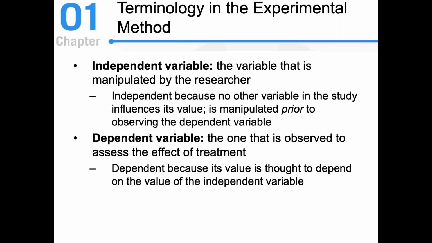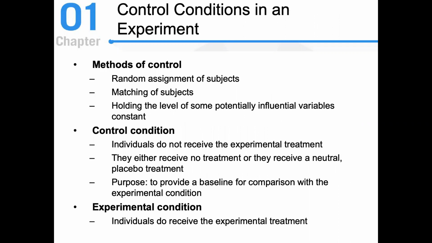The independent variable is manipulated and there's no outcome to it. The outcome variable is the dependent variable. The independent variable is something that changes with your group of people that are your participants in your experiment. So some control conditions in an experiment.